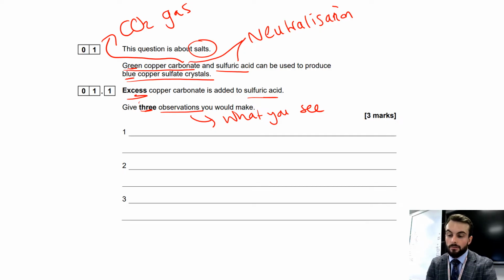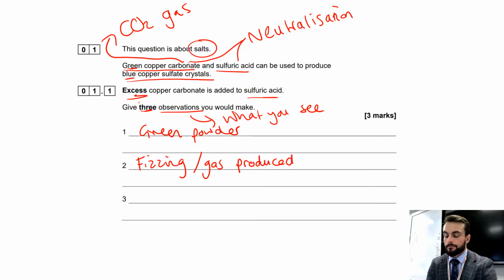So the first thing you could describe, very simple, is what does green copper carbonate look like? Well, it's a green powder. What happens during the reaction? You put it in. If we're getting CO2 gas being produced, what you would see is fizzing or gas being produced. If you leave it in there long enough, eventually all of the copper carbonate, so the green powder, disappears because it's all reacted, and then we end up with a blue solution at the end.